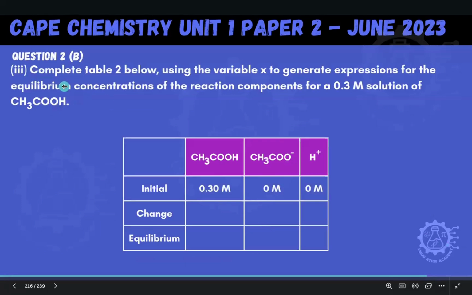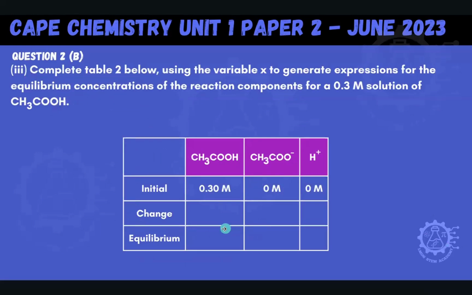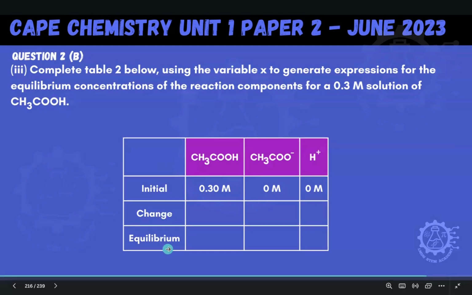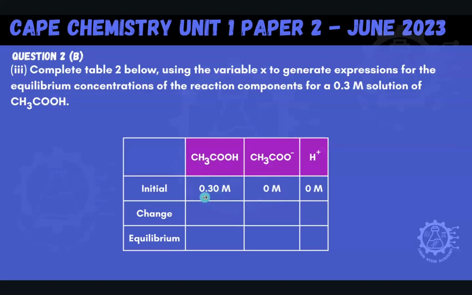And then for part 3, we have to complete table 2. We have to complete this table below using the variable x to generate expressions for the equilibrium concentrations of the reaction components for a 0.3 molar solution of ethanoic acid. So here's our table. It's an ICE table. We have initial, change, and equilibrium, and we have our species, our components, here. We're told that initially, we have a 0.30 molar solution of ethanoic acid. Initially, we do not yet have any of our conjugate base, and we don't have the proton coming off as yet. So we have 0 in those columns, while we have 0.3 molar for the ethanoic acid itself.